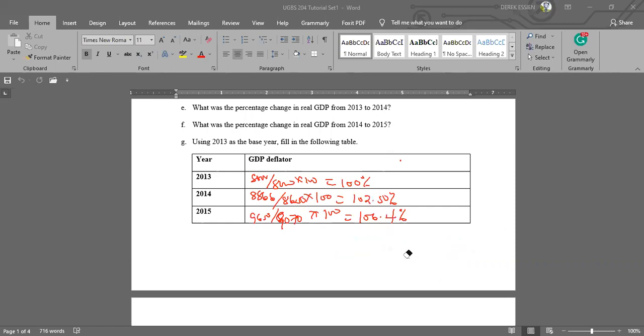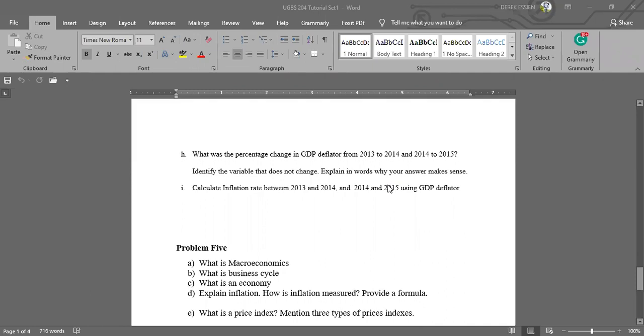Now, let's move to some small analysis. So you see, they are asking us, what was the percentage change in GDP deflator from 2013 to 2014 and 2014 to 2015? I believe we can do this. Okay, let's do this. What was the percentage change from 2013 to 2014?